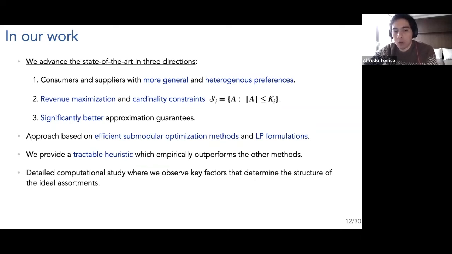Our approach is based on several techniques. One is model optimization, and it is also based on a linear programming formulation and a corresponding rounding method for this problem. We also provide a tractable heuristic that we show empirically outperforms the rest of the benchmarks and can also handle more general cases. And finally, in our computational study, we observe key factors that determine the structure of the ideal assortment depending on the regime that you're studying.